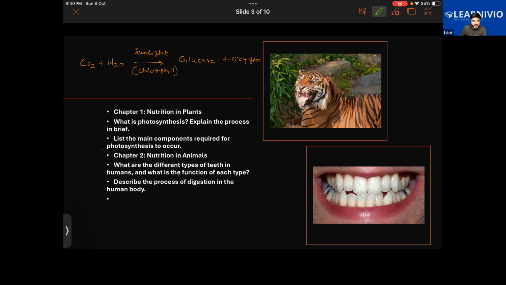List the main components required for photosynthesis to occur. I think you have mentioned it already: carbon dioxide, water, sunlight, chlorophyll, and glucose.